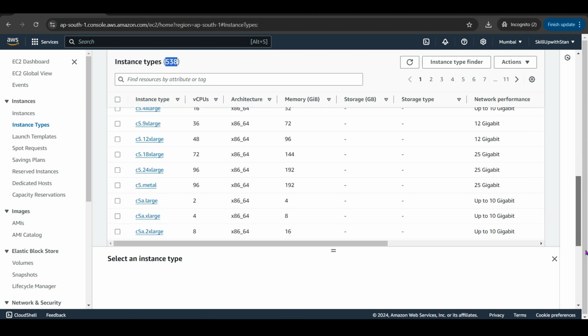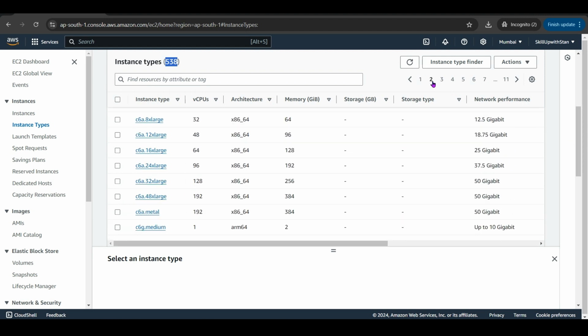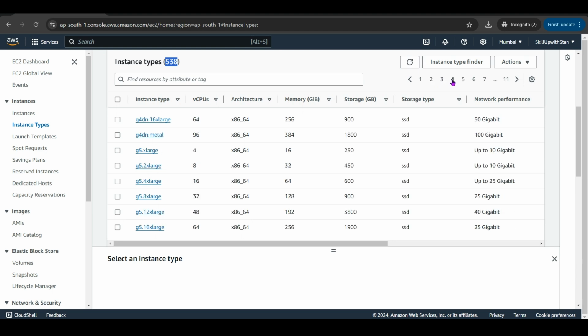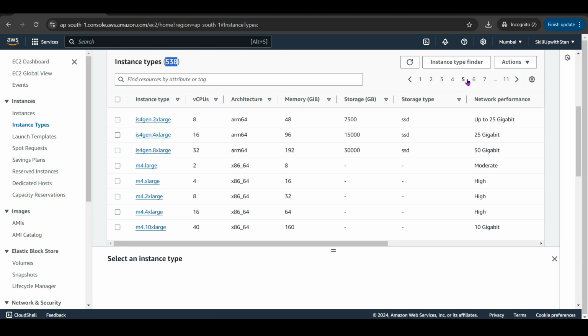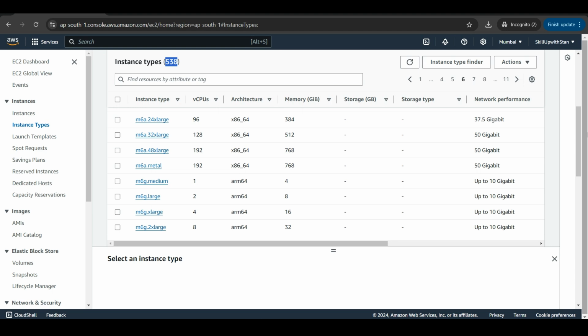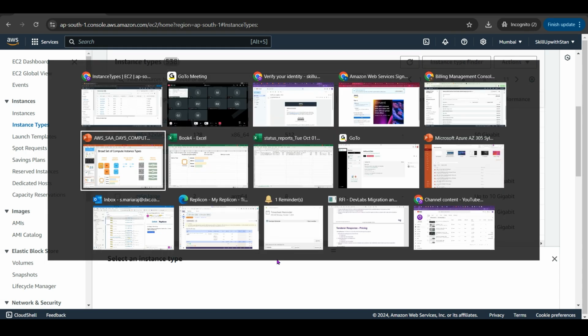You can see there are a lot of options. Even you could see G series, M series, and so on. All these have a specific meaning. All these have a specific sizing criteria. So what that is all about, right? Let's go and understand it.